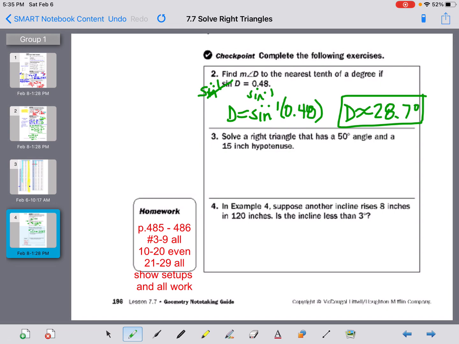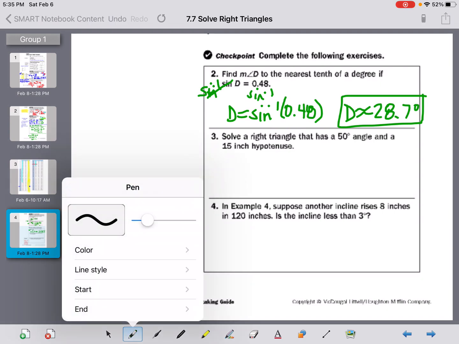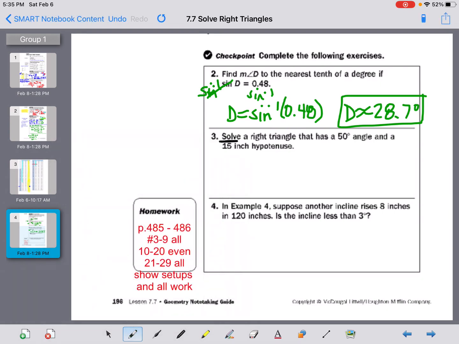Okay, always best to draw my picture. And remember, if I'm solving it, I need to find everything out about it. So here's my triangle. I have a 50-degree angle, 15-inch hypotenuse. Well, the hypotenuse has to go here. Does it matter now where I put my 50-degree angle? No, because I don't have enough information. Okay, so there's what I know. By the way, I am going to name this ABC just because I want to make sure I can label it and go there.